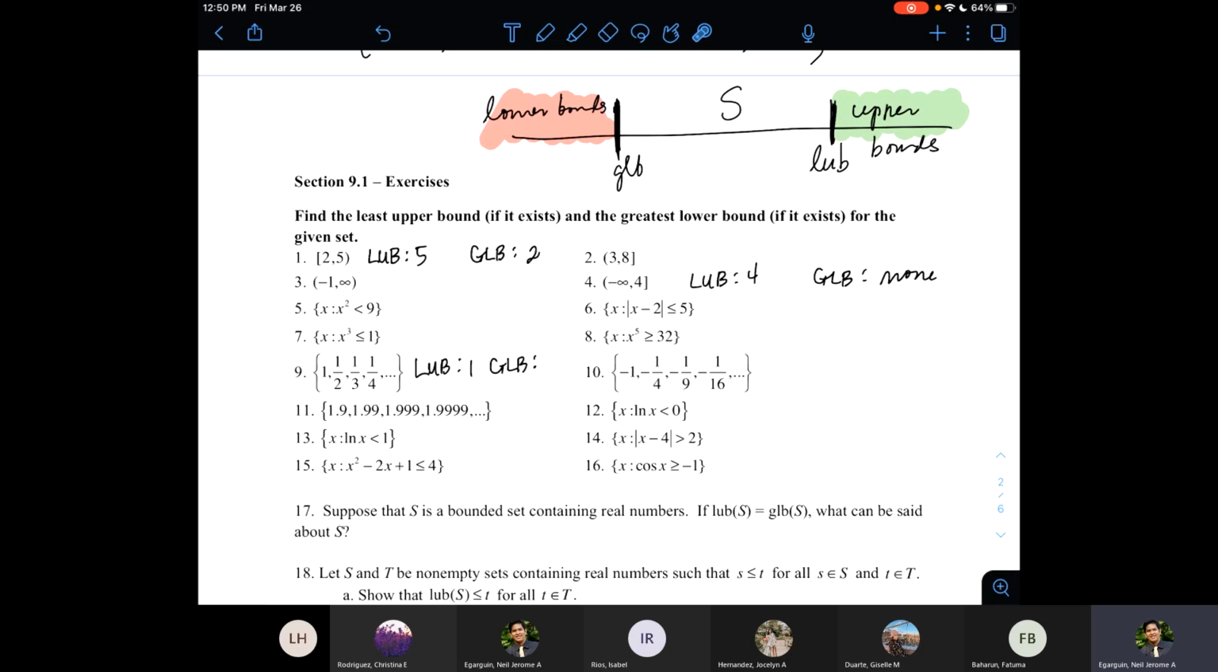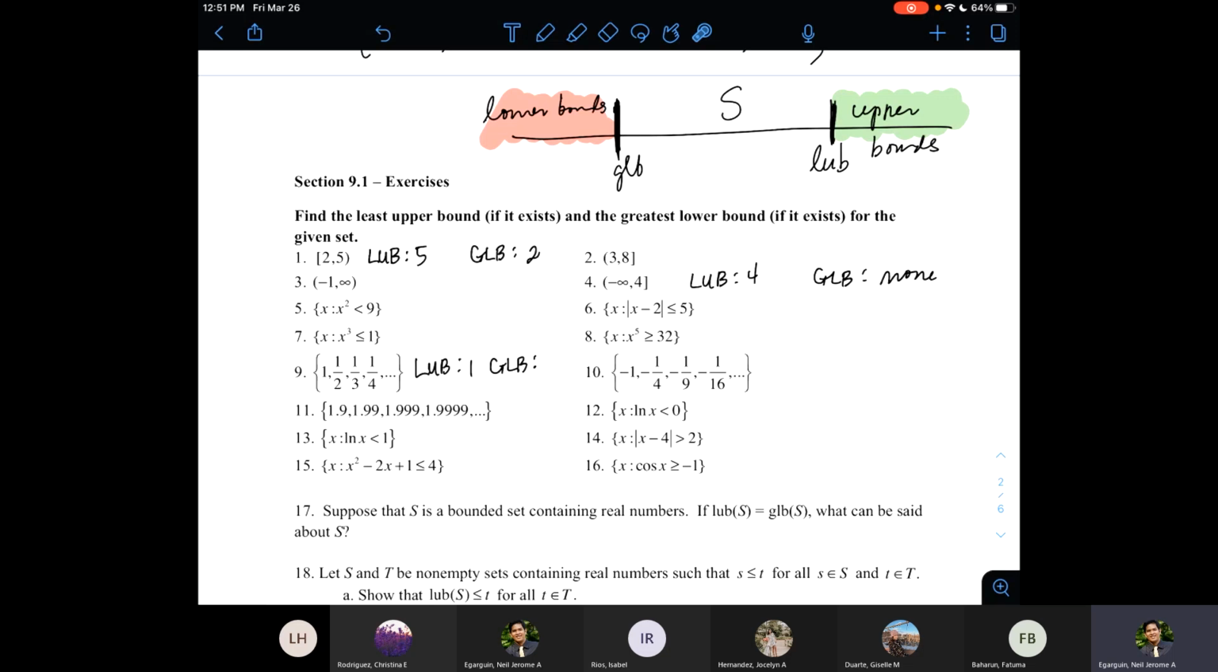Something that is smaller than everything in the set? Yeah, Fatuma, you're right. 0 is a lower bound. -1 is also a lower bound. -7 is also a lower bound. And since we know that there exist lower bounds, then automatically there is a greatest lower bound.